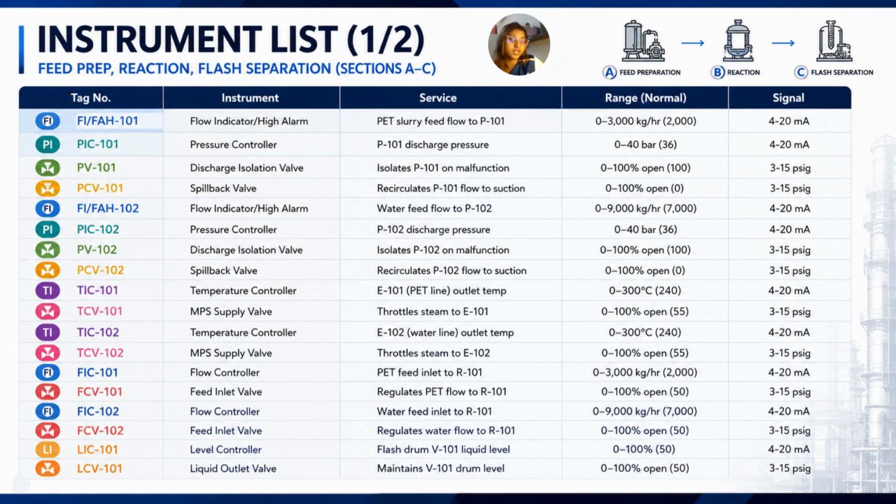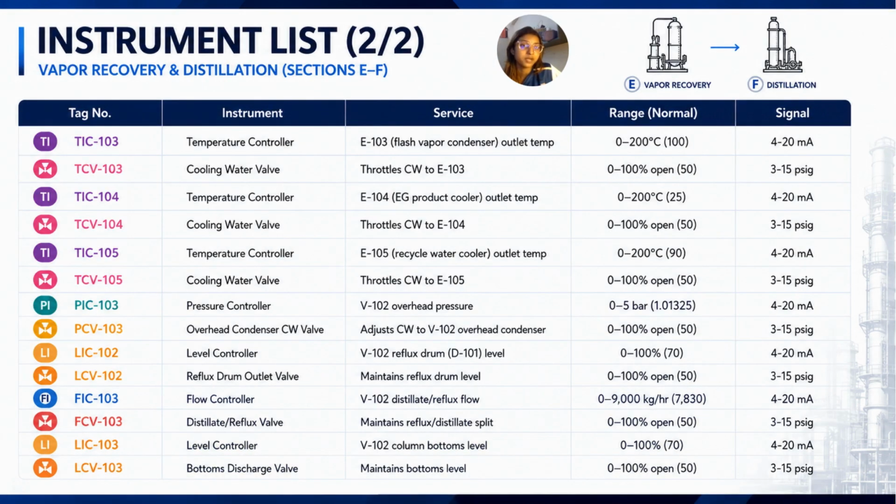The reactor feed has temperature loops that throttle the steam valves to preheat our lines, which directly impacts reaction kinetics. This works hand in hand with flow loops to precisely regulate the stoichiometric feed rates into the reactor via inlet valves. For flash drum B101, to finish this section, a level controller adjusts the liquid outlet valve to maintain our inventory balance. Moving into sections E and F for vapor recovery and distillation.